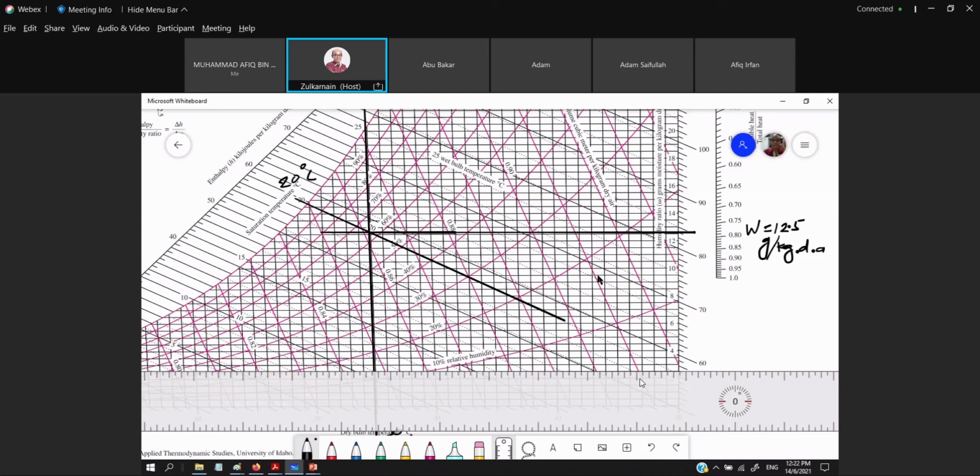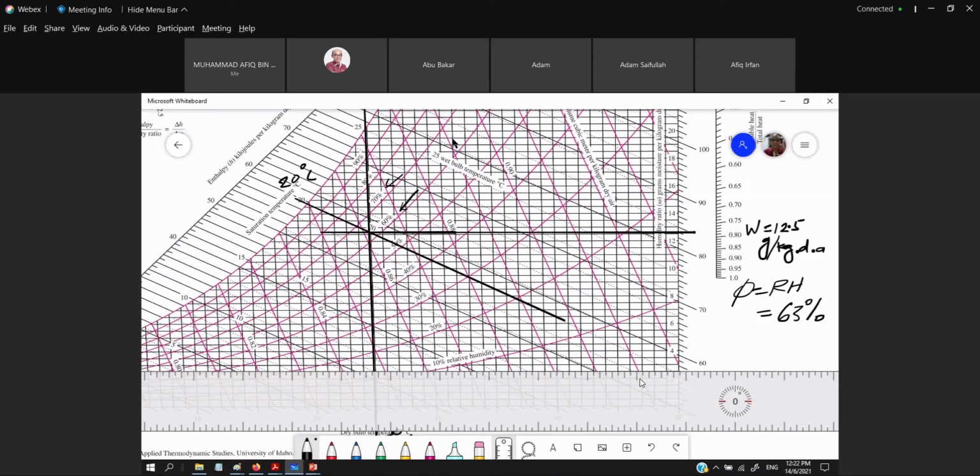The next question is to get the RH. So from here, this is 60, this is 70, and I could get about 63. Yeah, about 63. So the RH I get is about 63%.